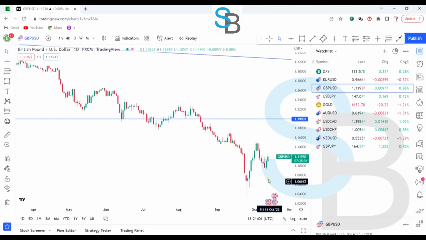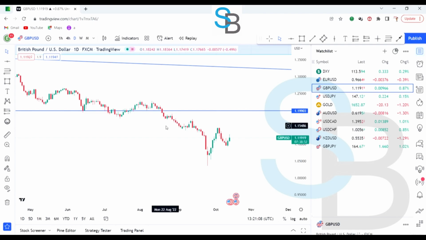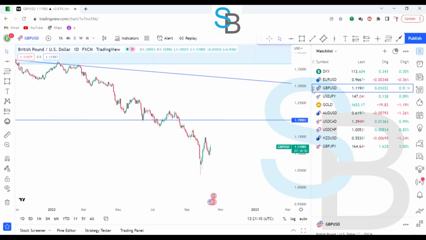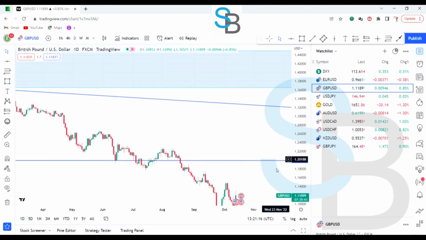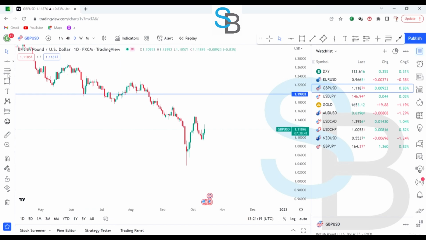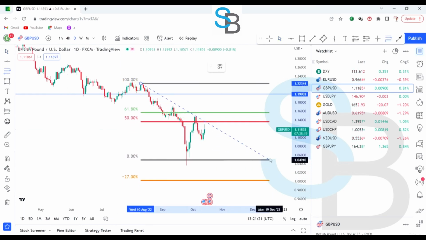But no matter what, even at this point, the sell is still valid. It can keep going low. It can continue selling. But that's the bigger picture right now. So what we'll do here is to just wait for the market. Let's have this and see.